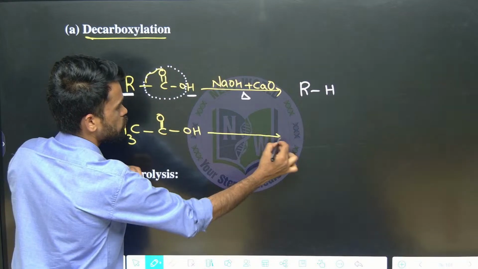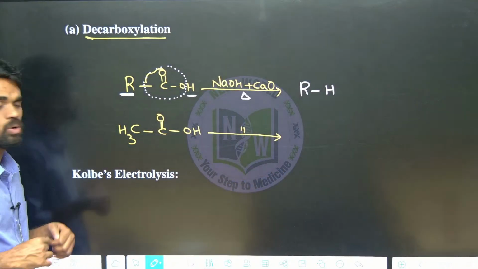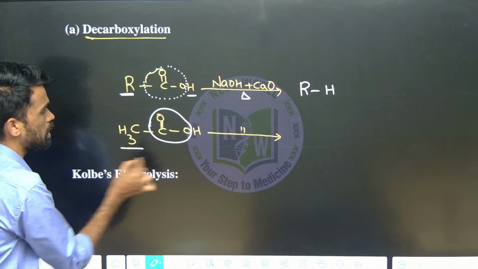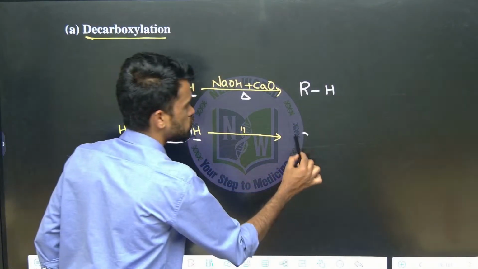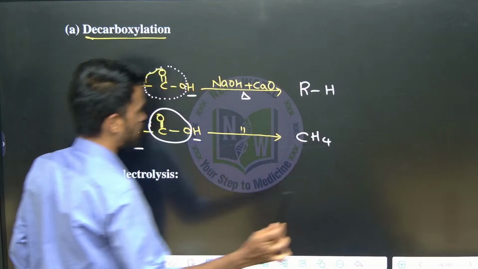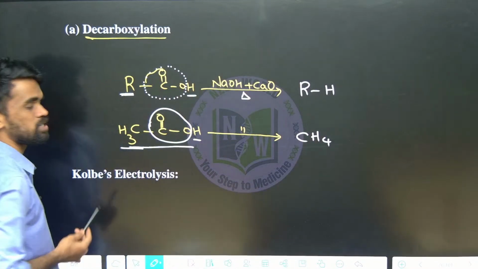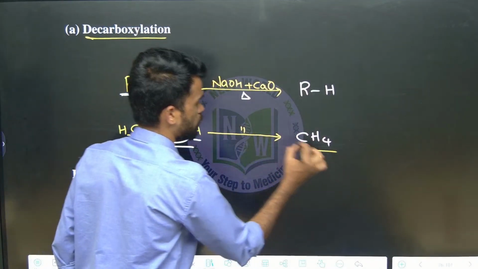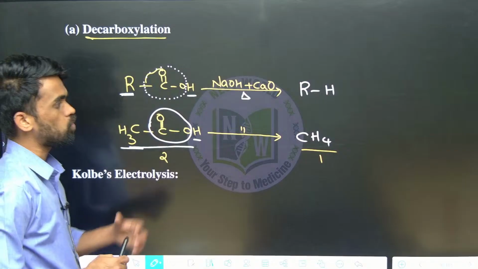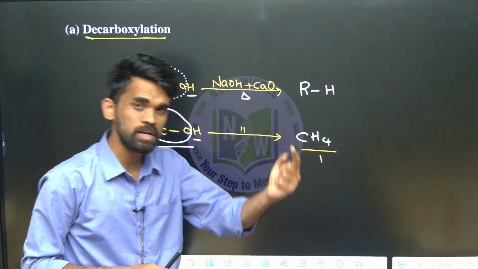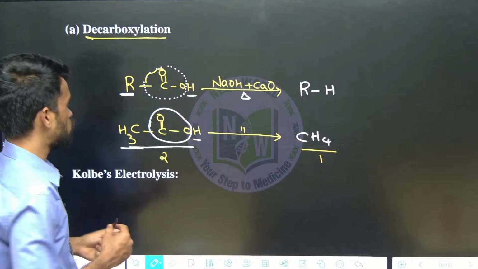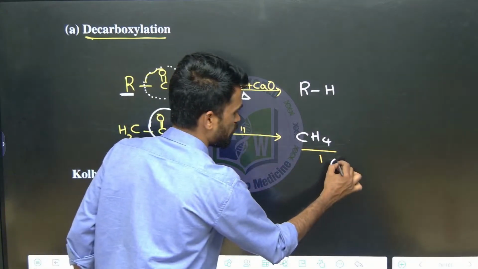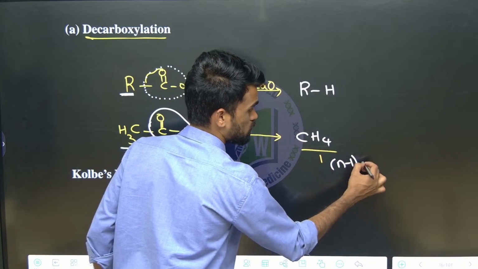Acetic acid. So in decarboxylation of acetic acid, remove the CO2 part, and you get methyl hydrogen, that is methane, CH4. In the starting material there are 2 carbons, and the product has only 1 carbon. So the product will have one carbon less than the starting material. If the reactant has n carbons, the product will have n minus 1 carbons.